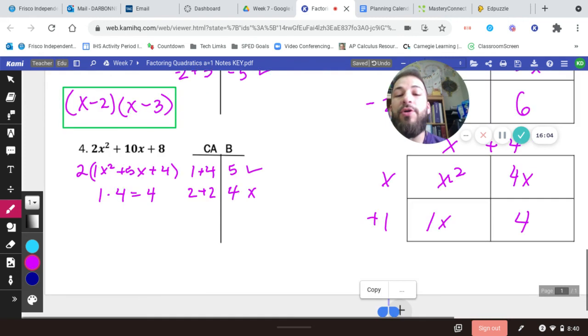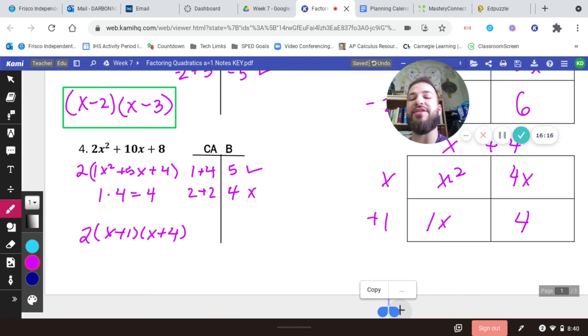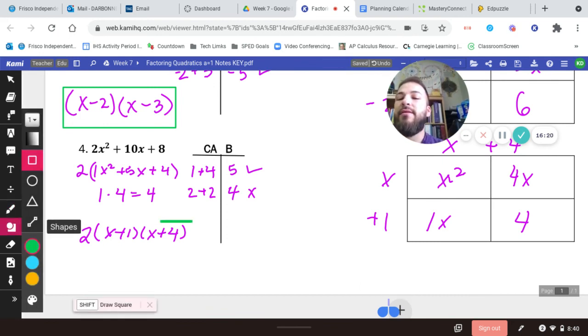So then in my final answer, I'm still going to write my factors as x plus 1 and x plus 4, but I do still have that GCF of 2 out front. So I just leave that 2 all the way there in the front. And that is my answer.